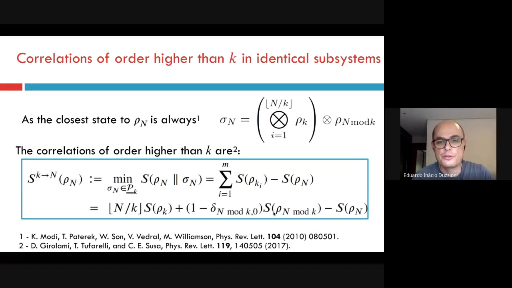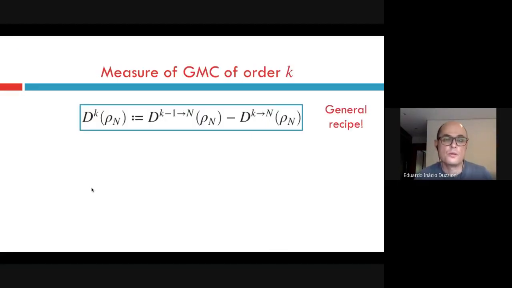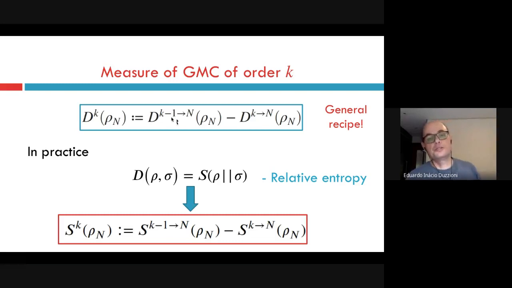So this is the expression that you need to calculate the correlations of order higher than k. To do these calculations, we need just to know the reduced density matrices of the system and the calculations of von Neumann entropy, just that. With this, we are able to calculate the correlations of order higher than k. But observe that you are not interested in the correlations of order higher than k, but the genuine multipartite correlations of order k. To achieve that goal, we define the measure of genuine multipartite correlation of order k as the difference between the correlations of order higher than k minus 1 minus the correlations of order higher than k.